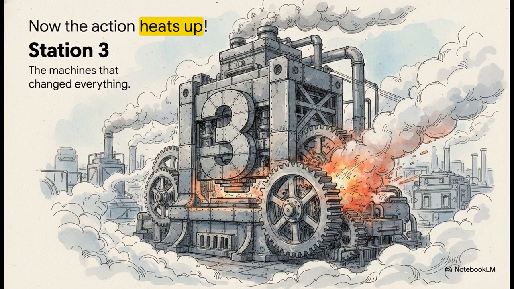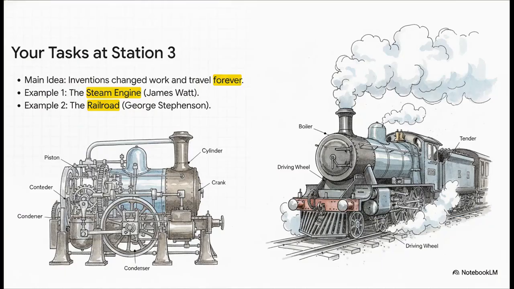And now we're at Station 3, Awesome Inventions. Oh yeah, this is where things get really exciting. We're talking about the actual machines, the game-changing tech that turned the world upside down. This is the heart of the story for sure. So your big idea here is simple. These new inventions changed work and travel forever. And you've got to give some awesome examples, right? You'll definitely want to talk about the steam engine, shout out to James Watt, and how it powered factories.